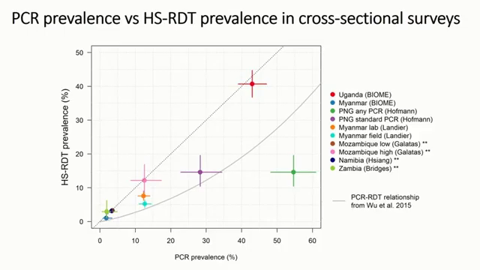So these are, most of them are cross-sectional prevalence surveys. Two of them are reactive case detection prevalence estimates. On the x-axis, we've got PCR prevalence, and on the y-axis is high sensitivity RDT prevalence. The dotted line going up diagonally is the line of equality. The grey line is a fitted relationship from a paper by Lindsay Wu, which is the PCR conventional RDT relationship. And each of the dots represents a prevalence estimate by these two measures in different surveys.